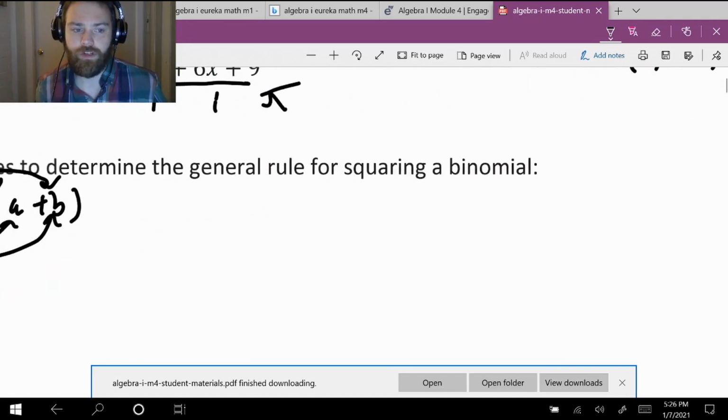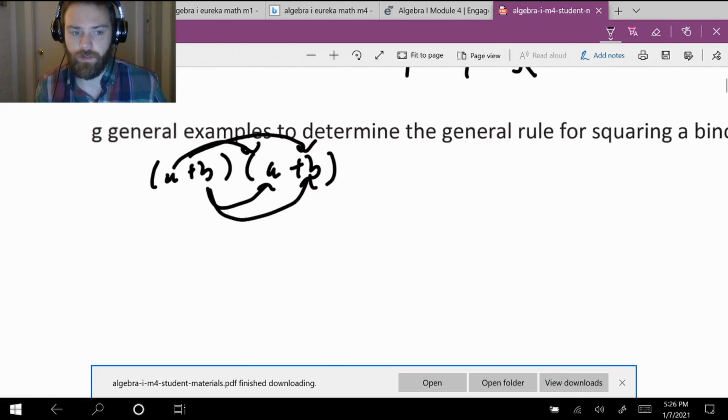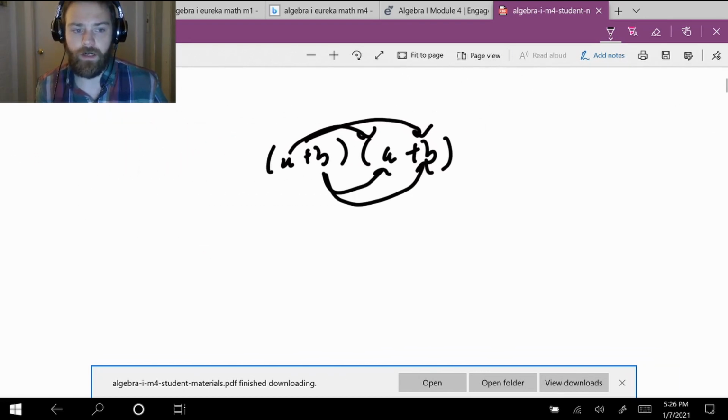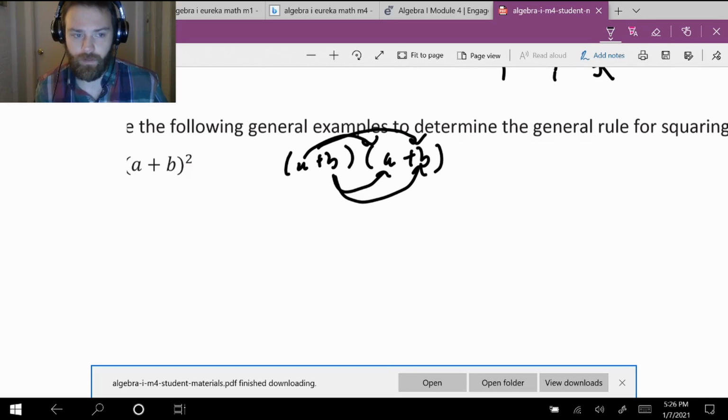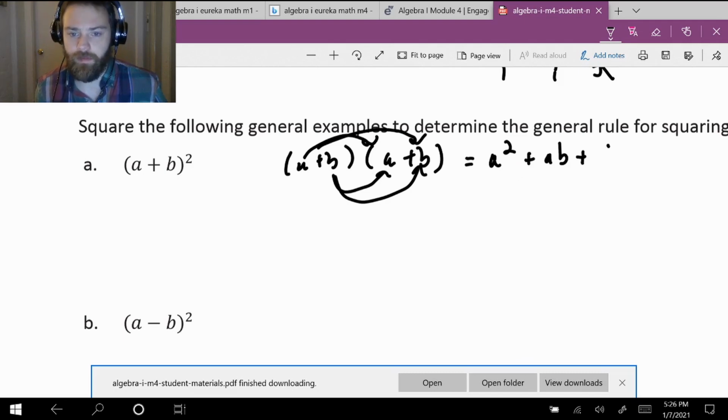Okay? And we showed why. If you plug in some values, it doesn't work that way. Okay? So down here, a plus b quantity squared is what we're dealing with. Whenever I write a plus b twice, I'm going to distribute the a to both of these terms and then the b to both of these terms. So a times a is a squared, a times b is ab, b times a is ab, and then b times b is b squared.